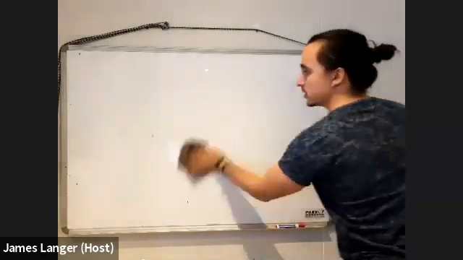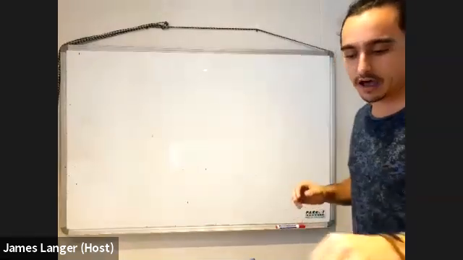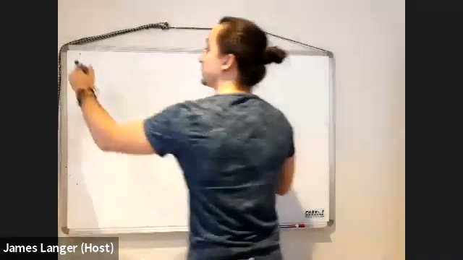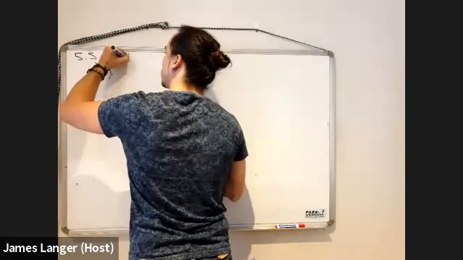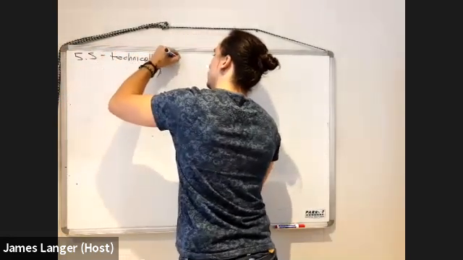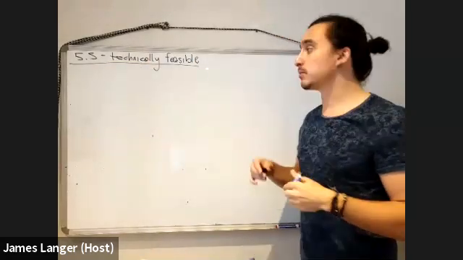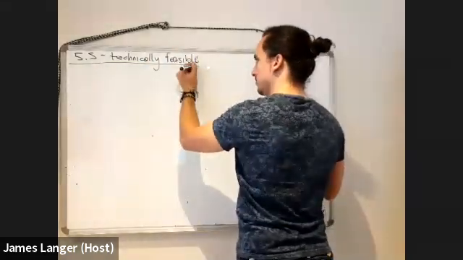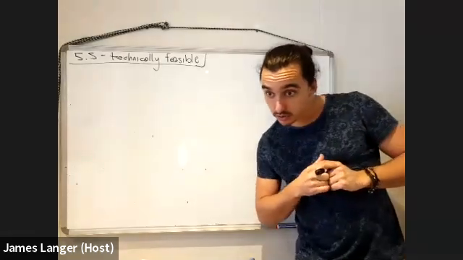Okay, cool. So we're now going to carry on with 5.5. Right? The technically feasible allocation. But I'm not going to write the word allocation. So the technically feasible. You solve this.